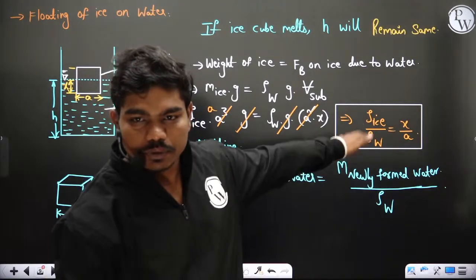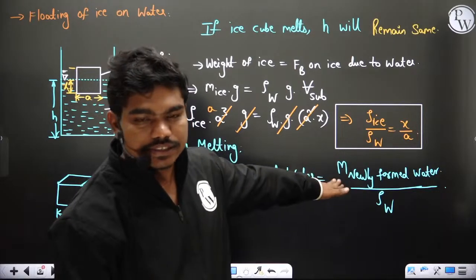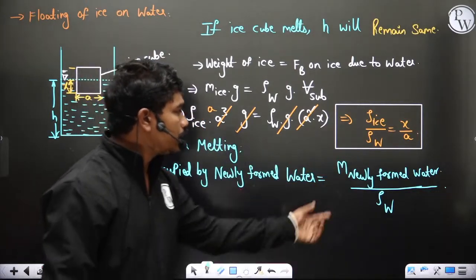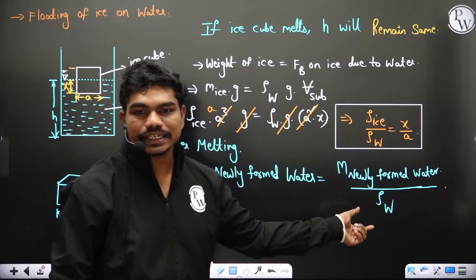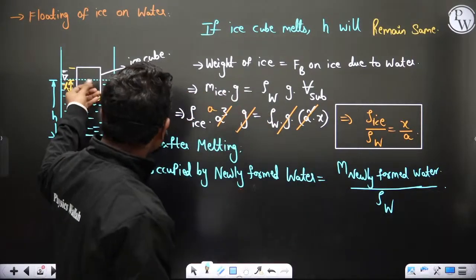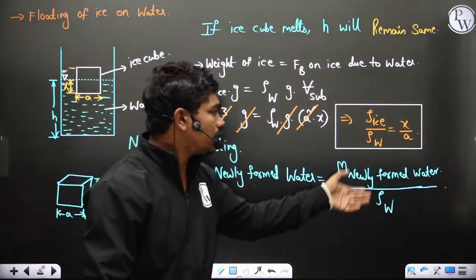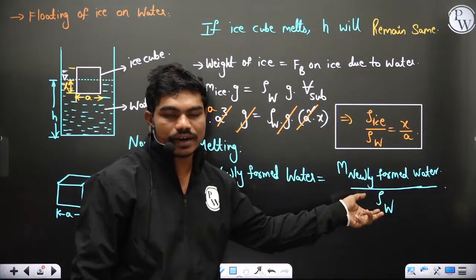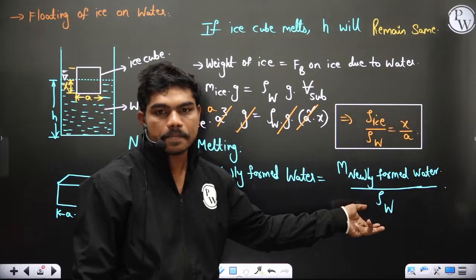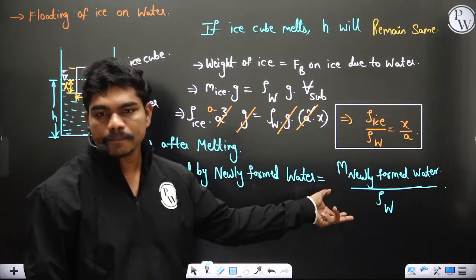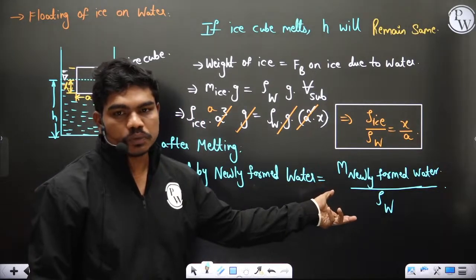Yes, h remains same. That's what I'm explaining. So you can see here, h remains same, that's what I'm explaining. So see here, this newly formed water divided by density of water. Can I say this? Whatever water you have formed by melting of this ice, that water will occupy a volume equal to the mass of the water formed divided by the density of the water. Yes? Can I say this? Yes or no? Please type in the chat box.